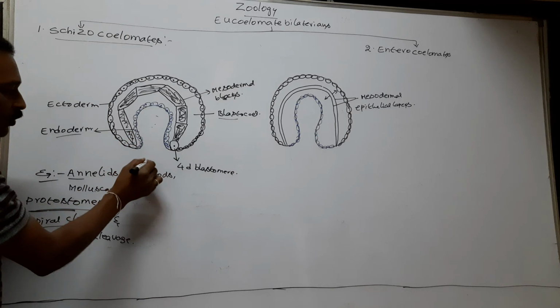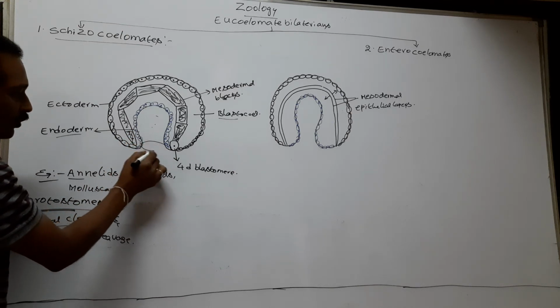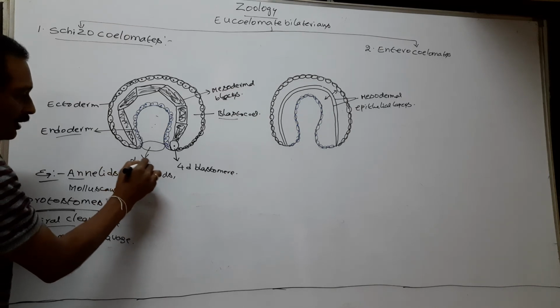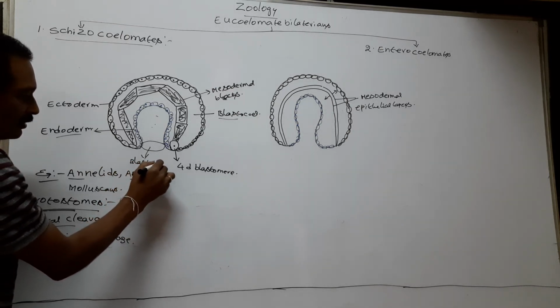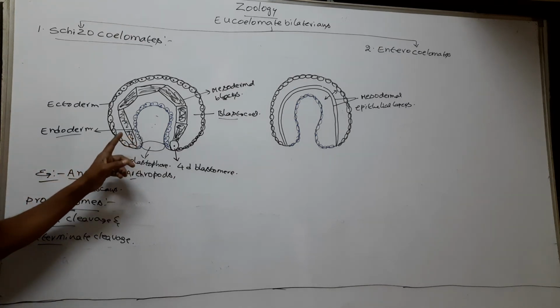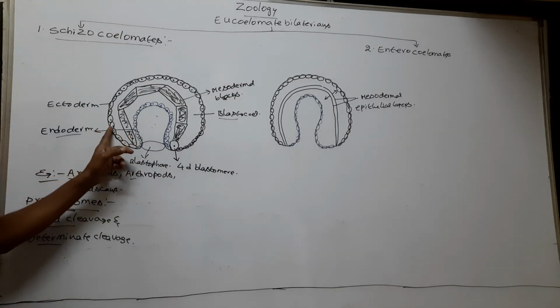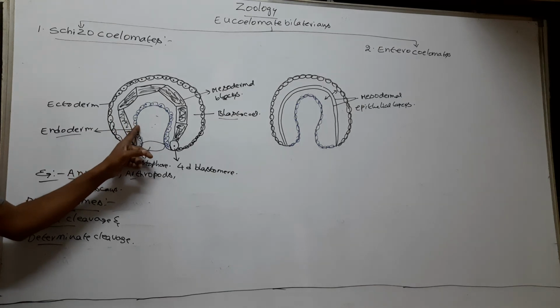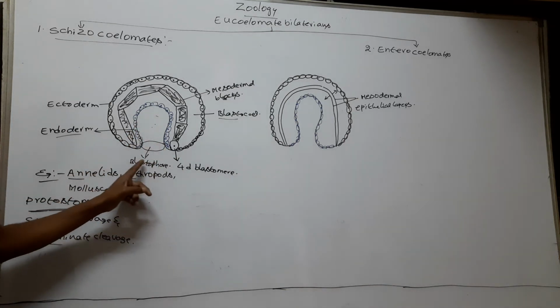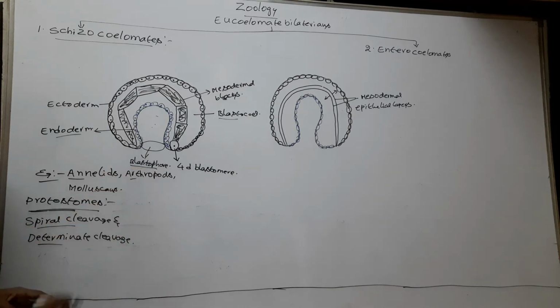This cavity opens out through an opening. This is called the blastopore. After invagination of the morula, ectoderm and endoderm are formed. Below the endoderm, a new cavity arises. This cavity opens out through an opening called the blastopore.